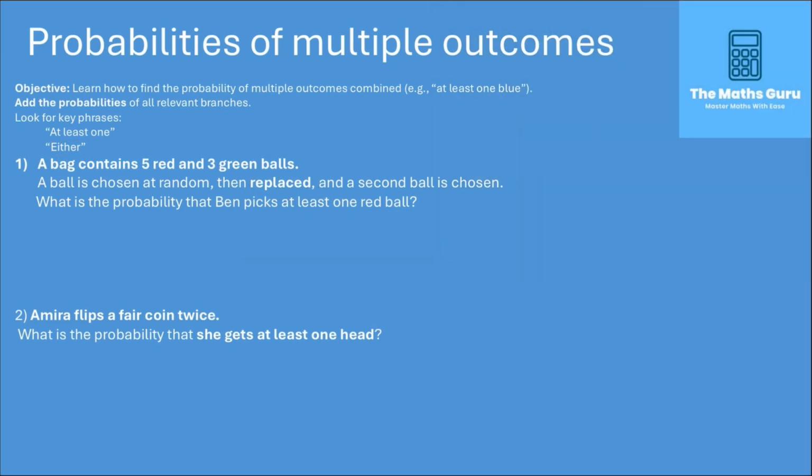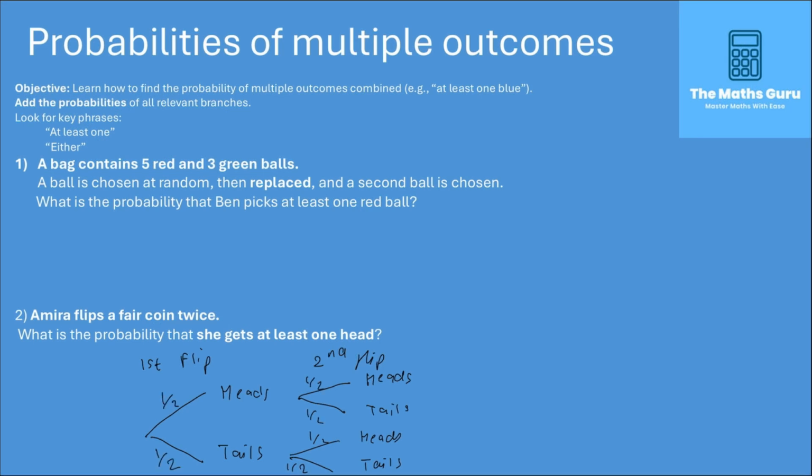Okay, moving on. We are told that Amira flips a fair coin twice. What is the probability that she gets at least one head? So we have first flip and we have our second flip. We can get heads or tails. Notice how it says it's a fair coin, meaning that the chance of heads or tails are going to be equal, which means it's 50-50. So the probability of each one is going to be a half. So a half, a half, and we have a half and a half like that.